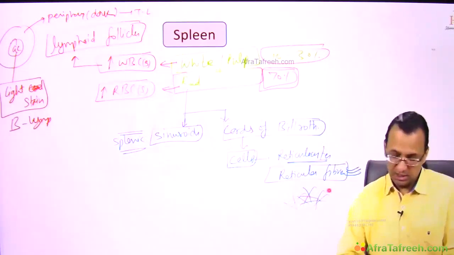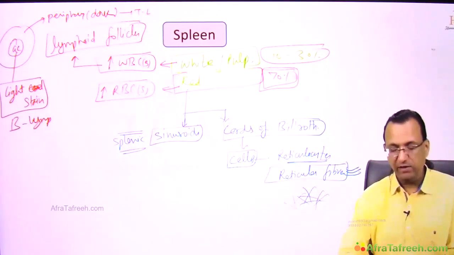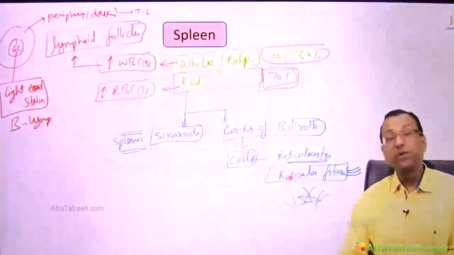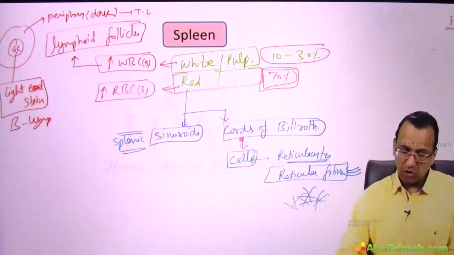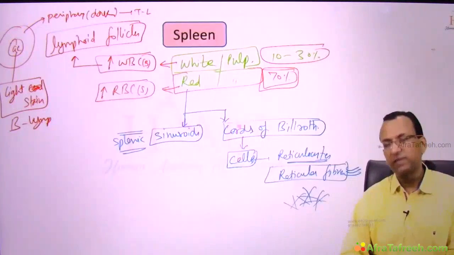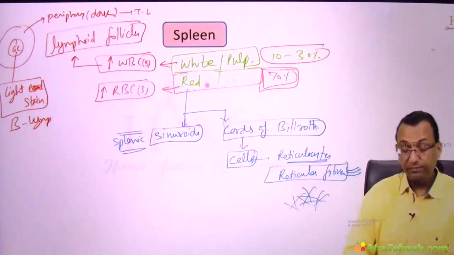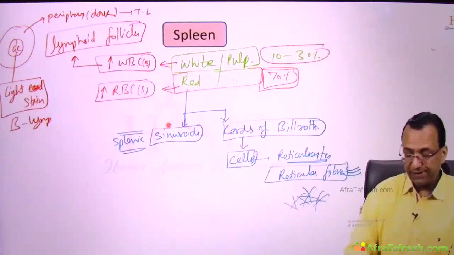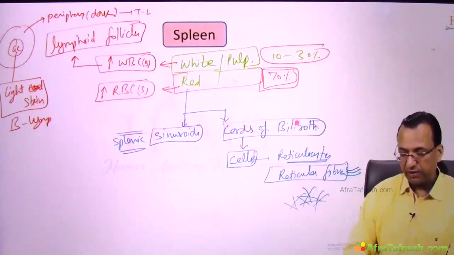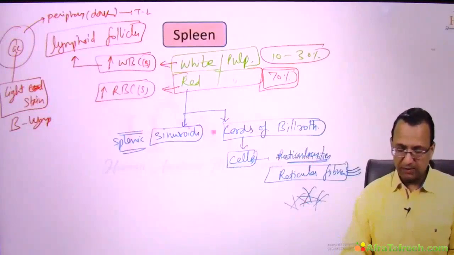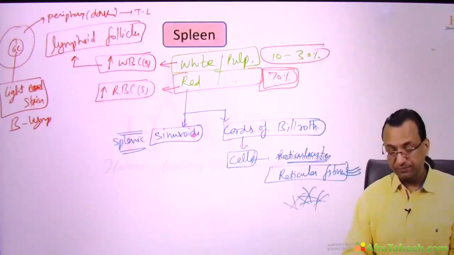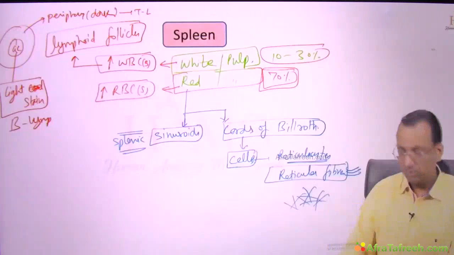Thymus. Thymus doesn't have reticular fibers. Spleen has reticular fibers. So who is forming reticular fibers? Reticulocyte. And where is reticulocyte present? In the cords of Billroth. And where are the cords of Billroth present? In the red pulp. So red pulp is two things. One is the cords of Billroth having these reticulocytes and forming reticular fibers for the spleen, and the other is splenic sinusoids filled with blood. Let us see the diagram now.